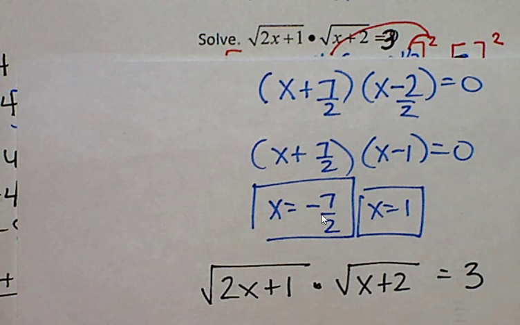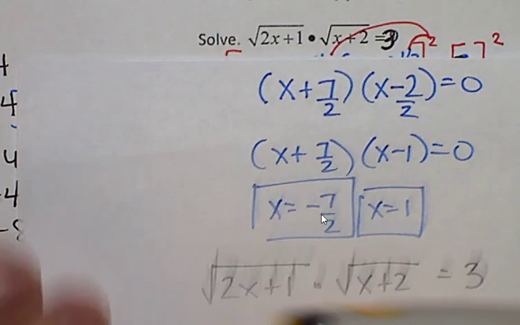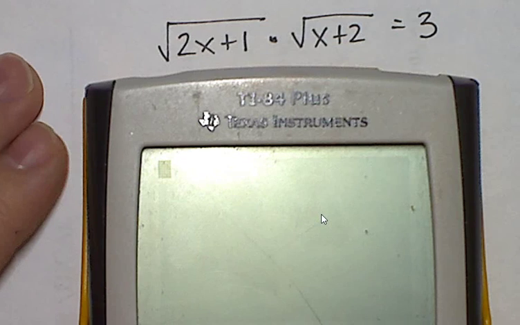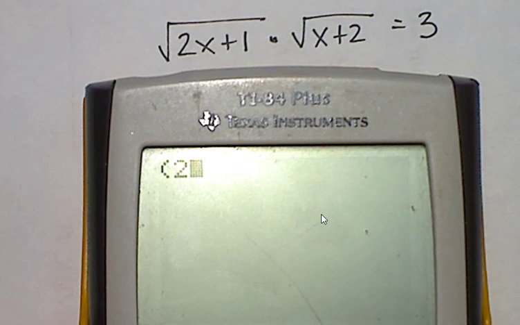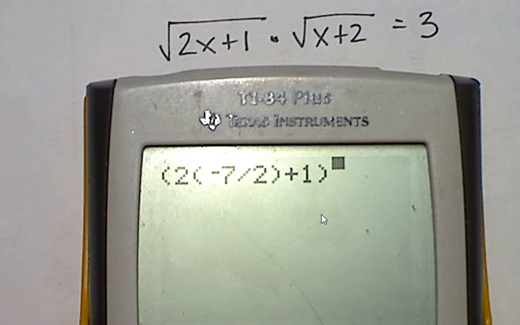Just so I know where everybody is right now, who is able to achieve the answers of negative 7/2 and positive 1, just so I can see? About 70%. Okay, let's do this right now. Grab your calculator. I think this will be easier to do using a calculator. I'm going to start with negative 7/2. So are you ready? I'm going to start with parentheses, 2 times quantity negative 7/2 plus 1, end parentheses. And I'm going to raise that, because it is a square root, to the 0.5 power.